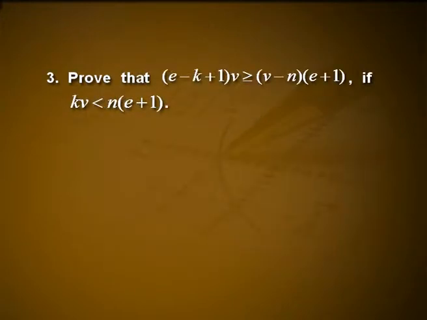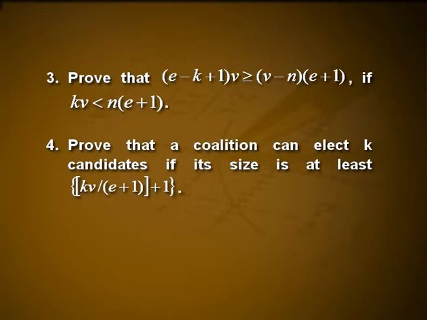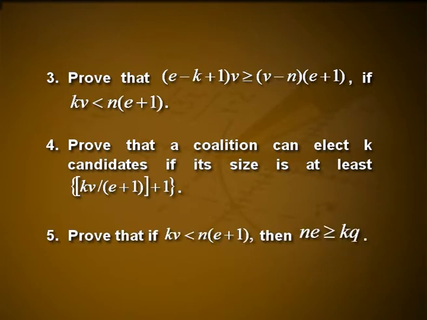Third one, prove that (E minus k plus 1) into V is greater than or equal to (V minus n) into (E plus 1) if KV is less than n into (E plus 1). Fourth one, prove that a coalition can elect k candidates if its size is at least KV by (E plus 1) plus 1. Fifth one, prove that if KV is less than n into (E plus 1), then NE is greater than or equal to KQ.